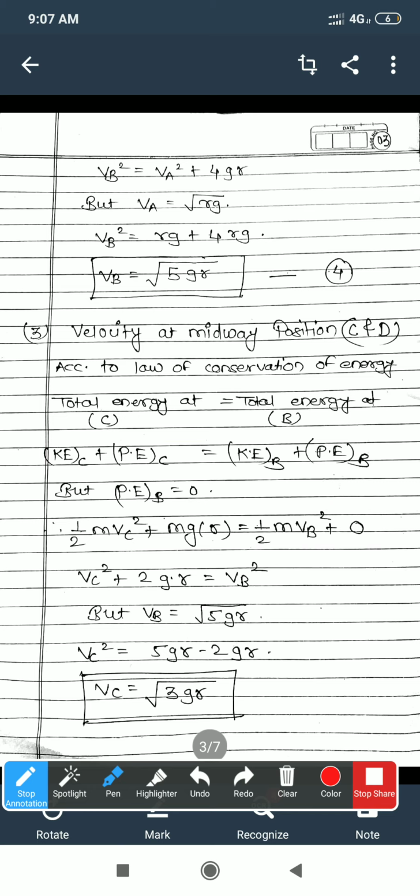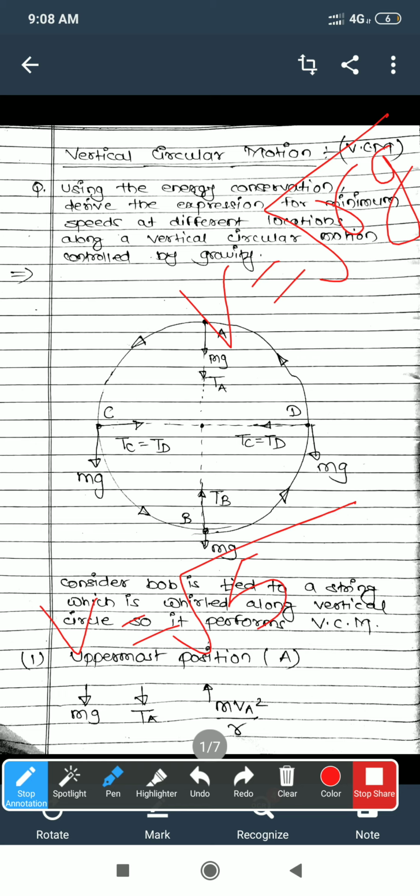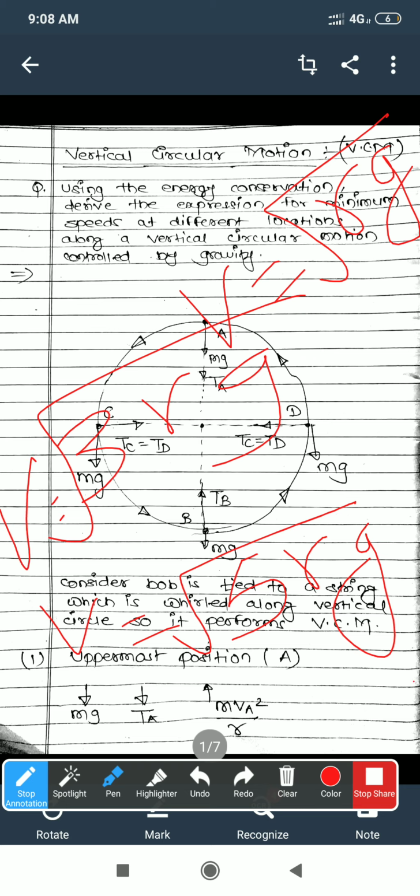We know that the value of vb is under root 5gr. Just put that value and we will get vc. vc will be equal to under root 3gr. So we have calculated three values. At the top position, always remember the formula was v is equal to under root rg. At the bottom the value is v is equal to under root 5rg. At the top it is rg, at the bottom 5rg, so what will come in the middle? 3rg. Under root rg, 3rg, 5rg.